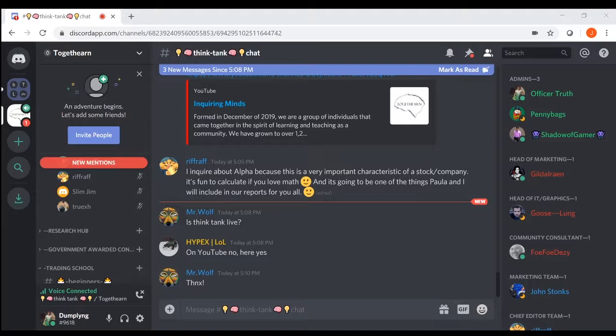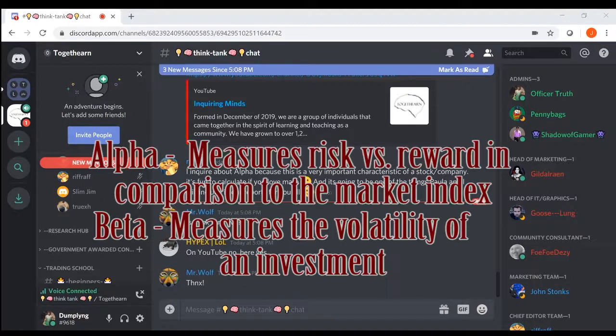Okay? So I really wanted to take a little dive into that and just understand alpha is the risk versus reward indicator. Beta is the volatility versus the index, or not the index, the market. Okay? So remember those two things.